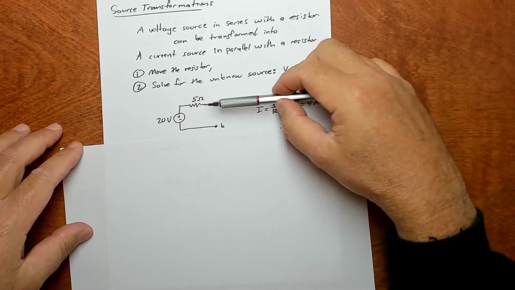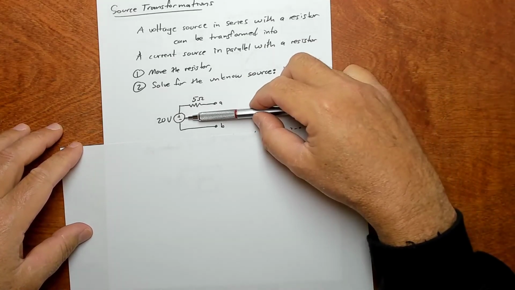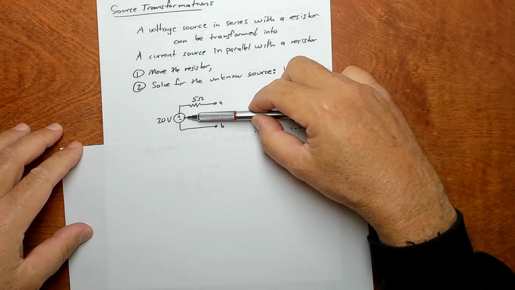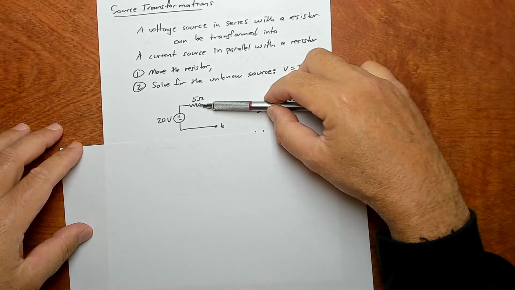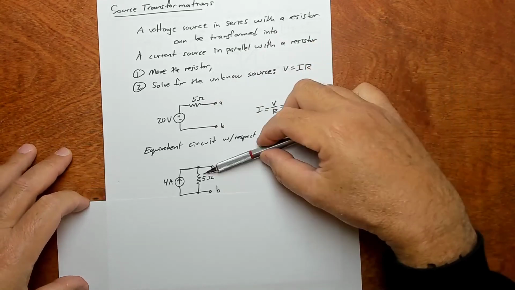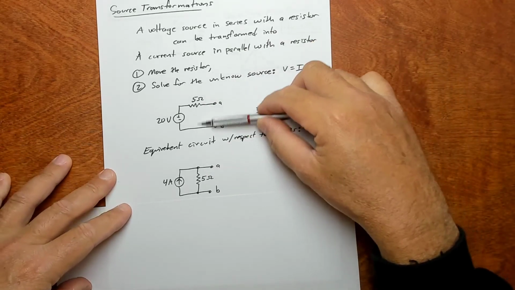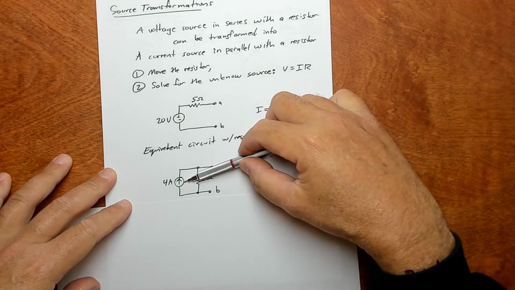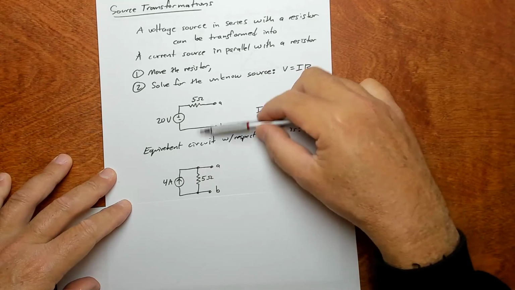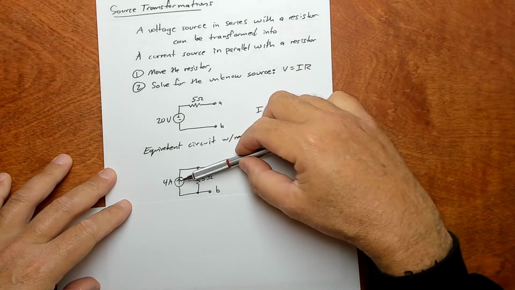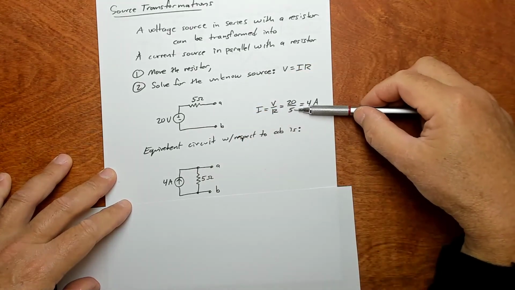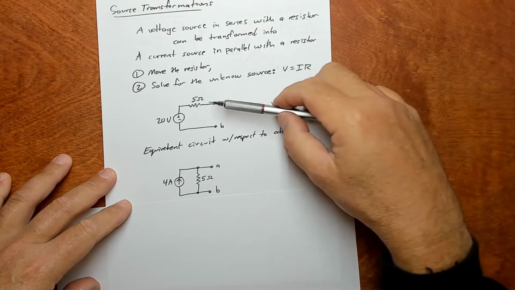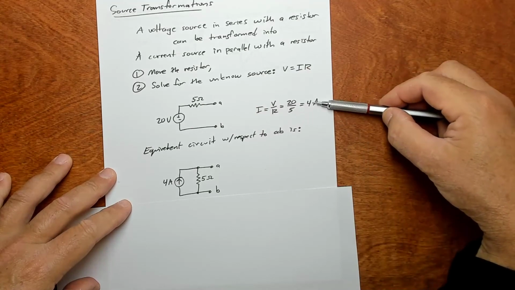So for example, say I had a voltage source in series with a resistor, a 20 volt source in series with a 5 ohm resistor. Then I can just move the resistor down here, to a parallel arrangement with a current source. The resistor has the same value, 5 ohms, and the current source you solve using Ohm's law: I equals V over R, 20 over 5, you get 4.